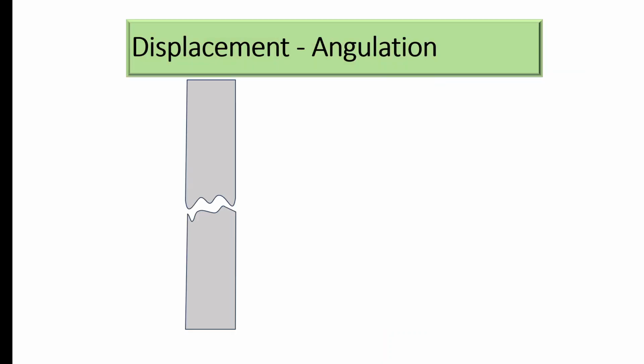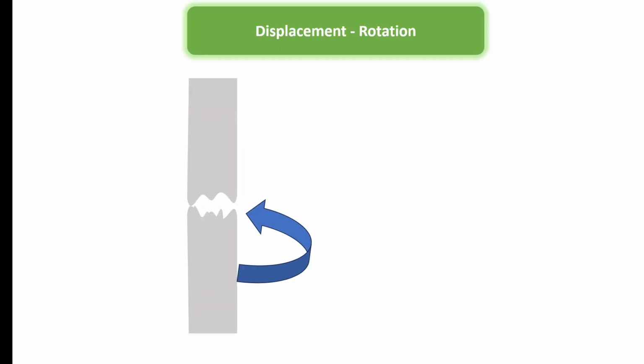Now, third, displacement could be the angulation of the fracture. So, when the two fragments angulate or tilt in relation to each other, then we say that displacement is angulation. Now, fourth, displacement could be the rotation. So, here one fragment twists around the longitudinal axis of the bone.